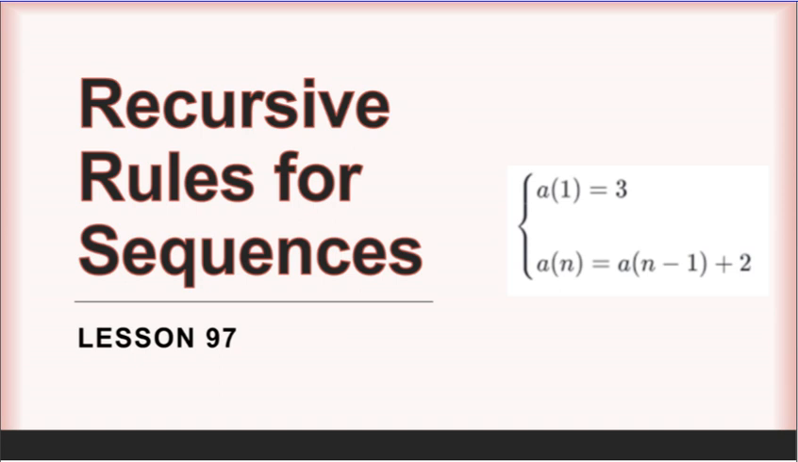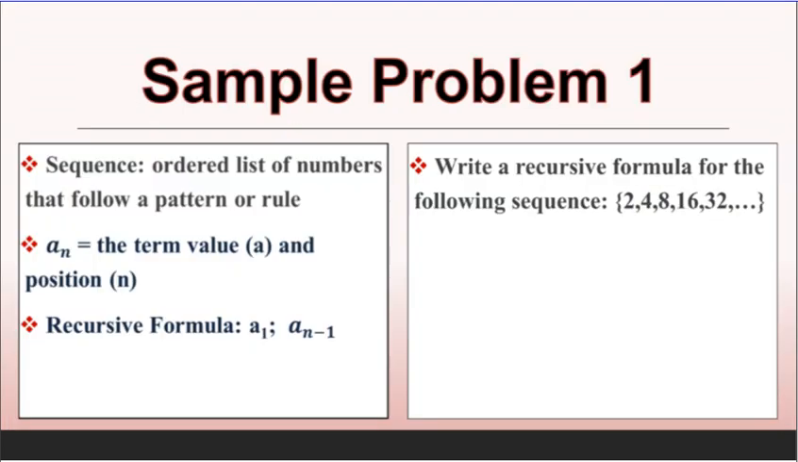Lesson 97, Recursive Rules for Sequences. First off, let's review what a sequence is. A sequence is just an ordered list of numbers that follow a pattern or rule. And when we have these sequences, there's going to be a formula.